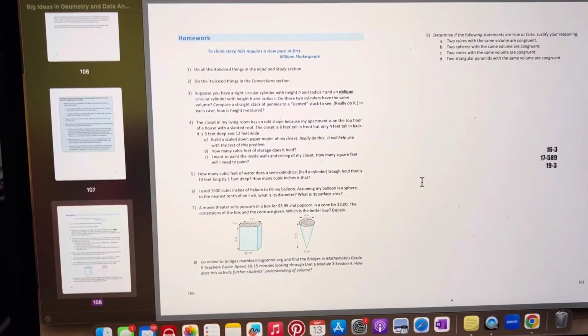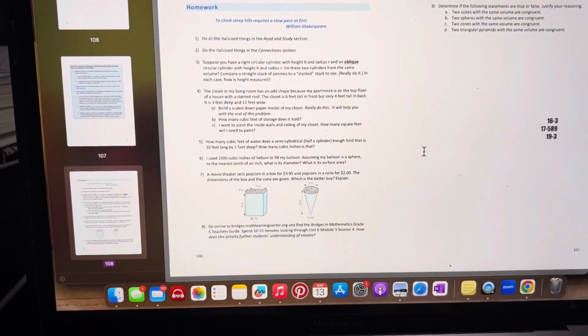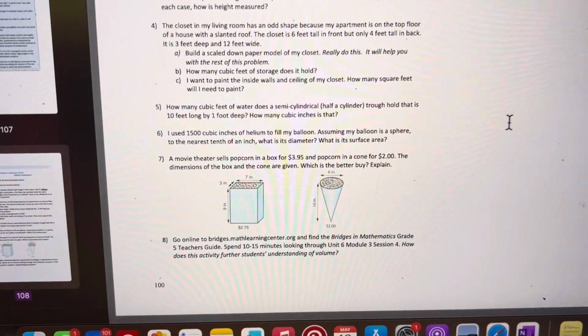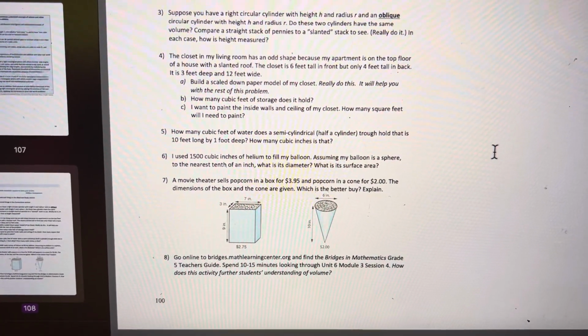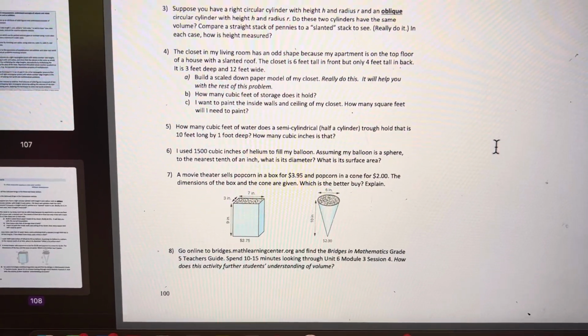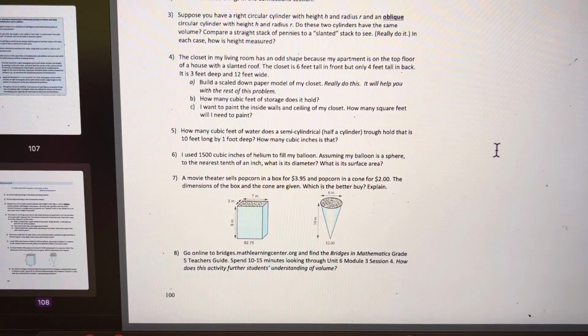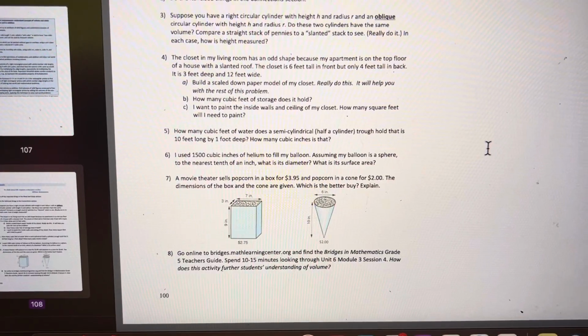Hello, I will be doing homework set 17, question 6, which says, I use 1,500 cubic inches of helium to fill my balloon. Assuming my balloon is a sphere, to the nearest tenth of an inch, what is its diameter? What is its surface area?